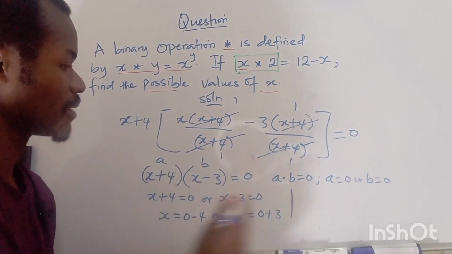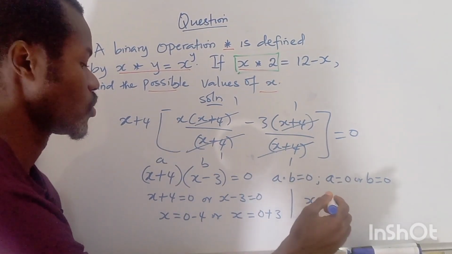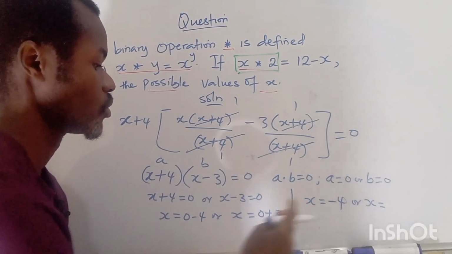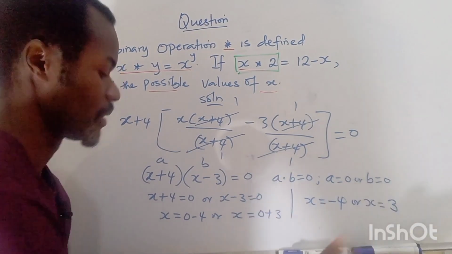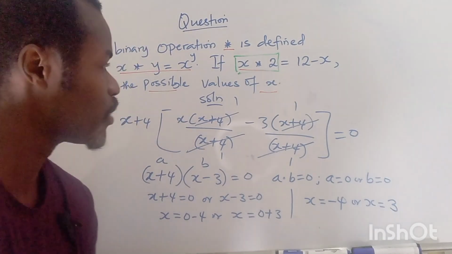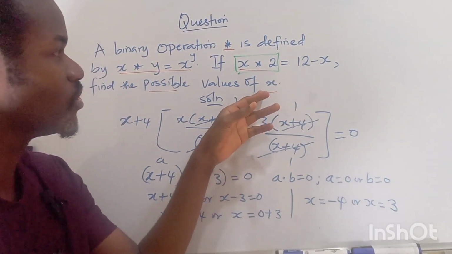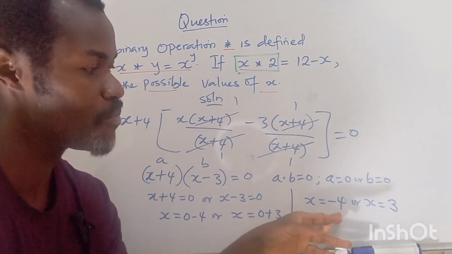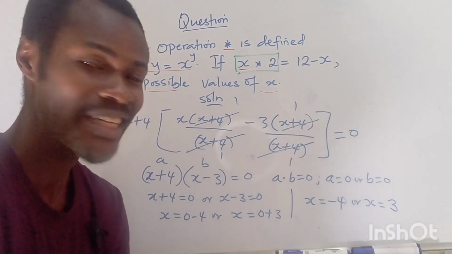So the values are x is equal to minus 4, or x is equal to plus 3. So that gives us the solution to this problem. The possible values of x for this expression are minus 4 and 3.